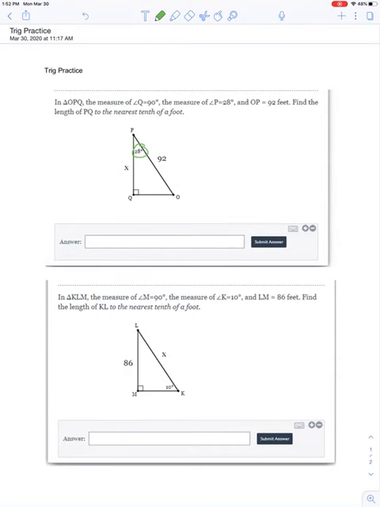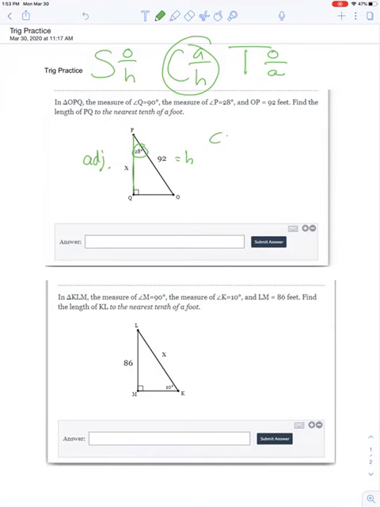This is the angle we're looking at, and we have the hypotenuse side, and then this would be the adjacent side. Okay, so if you write down your TOA, so you just have a quick reference. I have adjacent and hypotenuse, so I know I'm going to be using cosine. Cosine equals adjacent, which is what I don't know, over hypotenuse, which is 92.